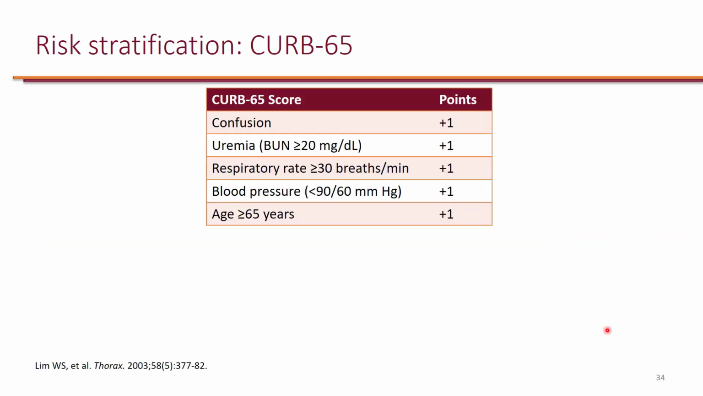So here's what CURB-65 is. The C stands for confusion. So if the patient has altered mental status, they get 1 point. The U is for uremia or BUN of 20 or higher, which will give you 1 point. The R is for respiratory rate of 30 or higher, which will give you 1 point. The B is for blood pressure of 90/60 or less. And of course, the 65 is for age 65 or higher.